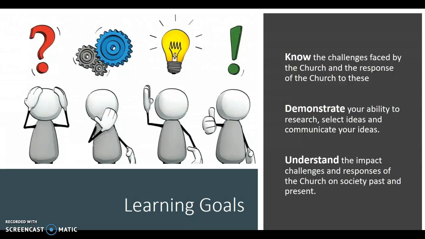The big one is your understanding. And you need to show us that you understand the impact, challenges, and responses of the church on the society at the time and even through to society today.